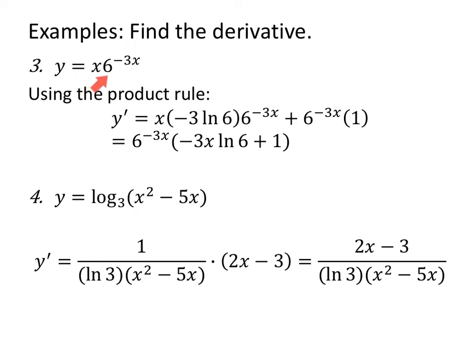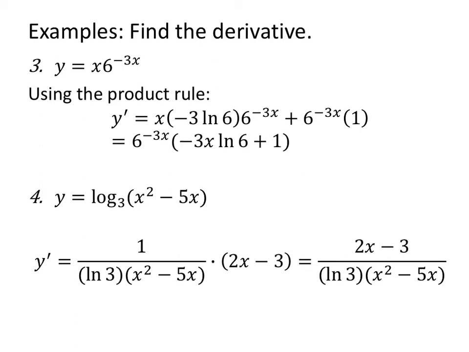Y equals x times 6 to the negative 3x, product rule where x is first and 6 to the negative 3x is second. I'll have first, derivative of the second. The derivative of the exponent is negative 3. We'll take the natural log of the base, so natural log of 6, and leave a copy of the original, 6 to the negative 3x. First derivative of the second plus second derivative of the first, the derivative of x is 1. And we have a 6 to the negative 3x that we can factor out if we wanted to clean it up a little bit.